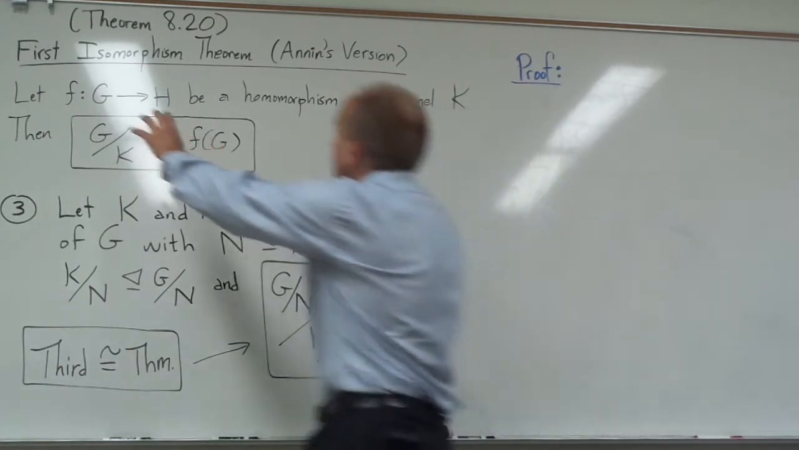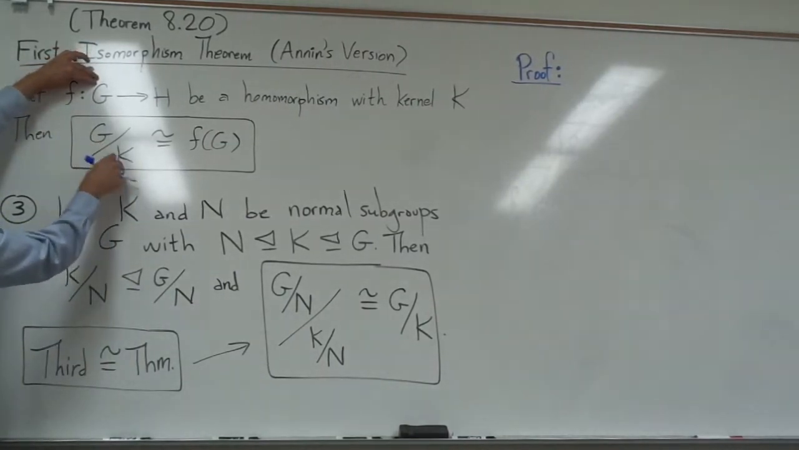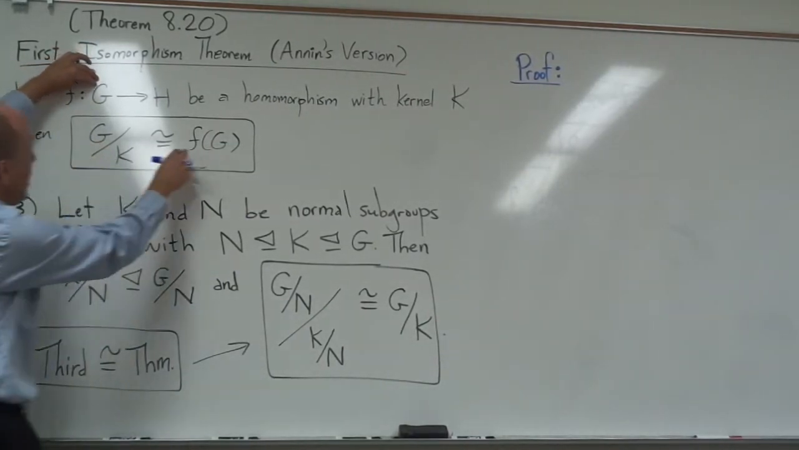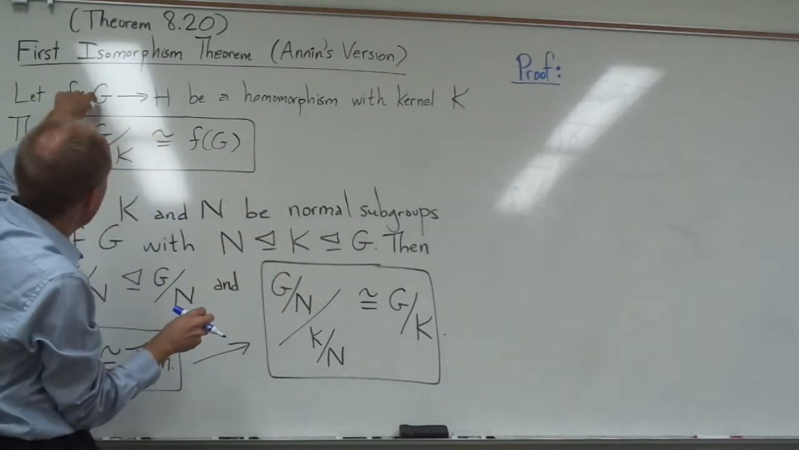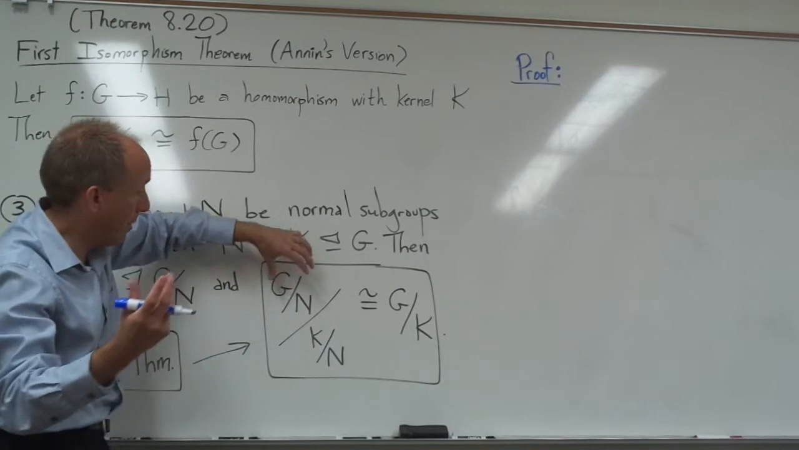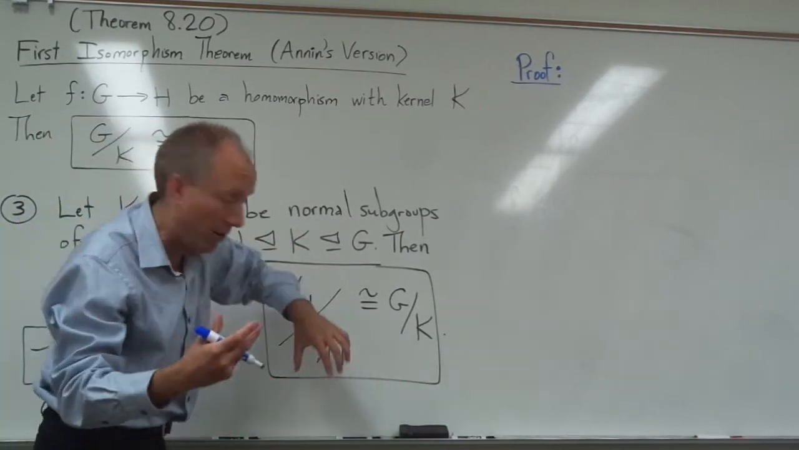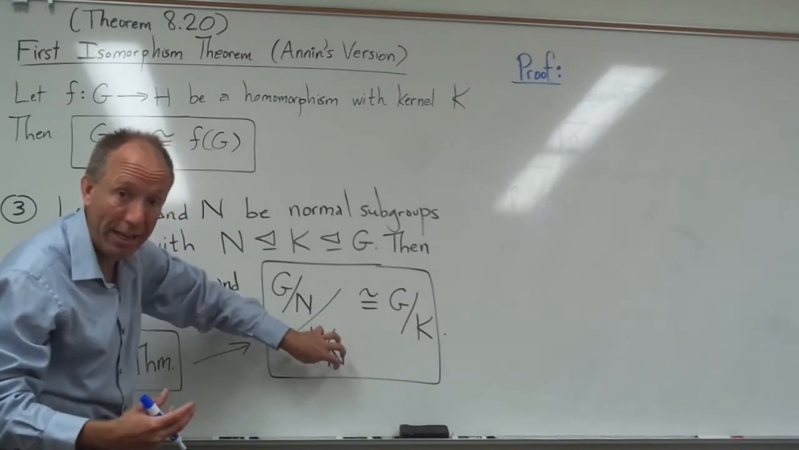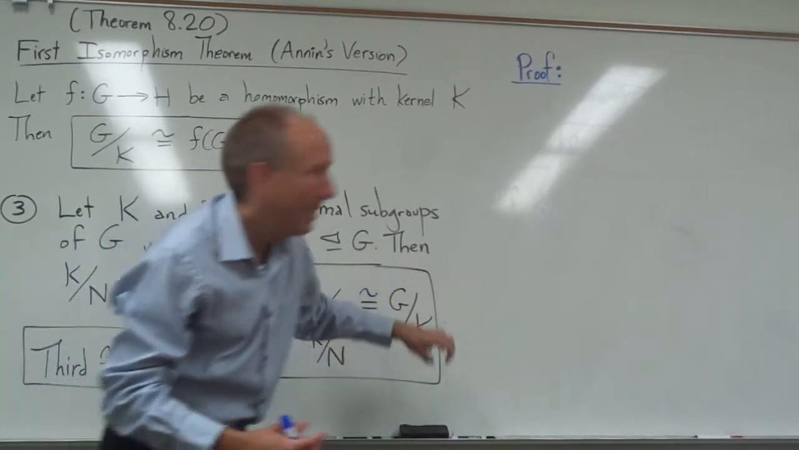So just looking at the relationship of the pieces. The domain is on top, the kernel is on the bottom, and the image of the function is on the right-hand side. So the domain of this function I'm about to write down is going to be G mod N. Hopefully the kernel of that function I'm about to write down will be K mod N. And hopefully this will be the image of the function, G mod K. Let's try it.